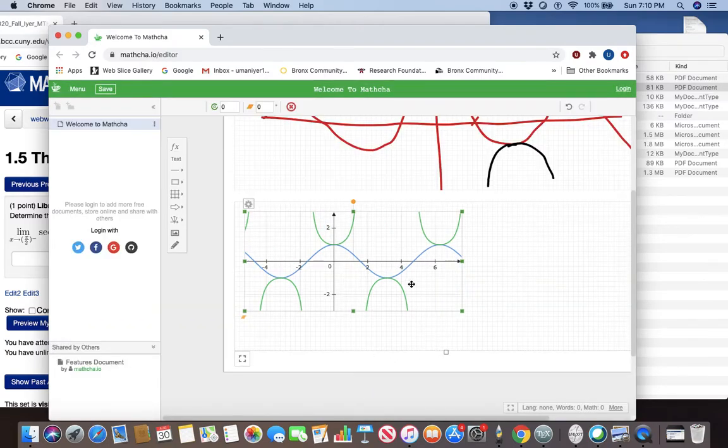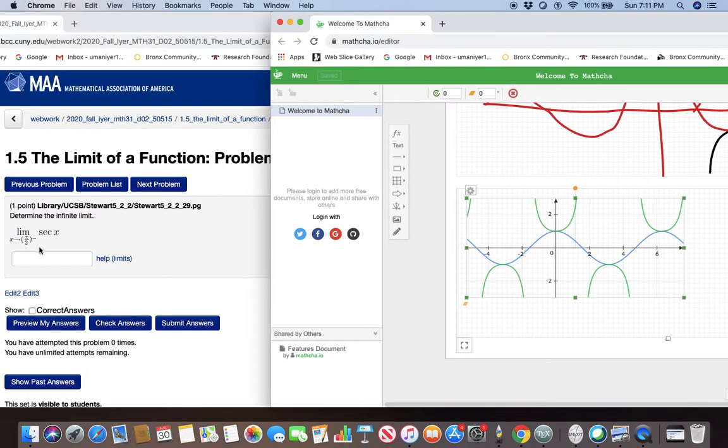Okay, this. You see? So what's going on? That is pi over 2. I am interested in secant as x approaches pi over 2 from the left. So somewhere there is pi over 2. To the left, that curve is secant. It goes to positive infinity.